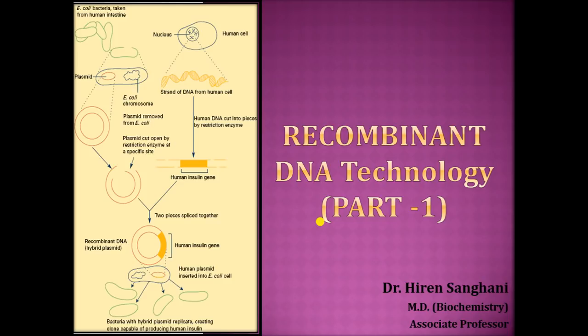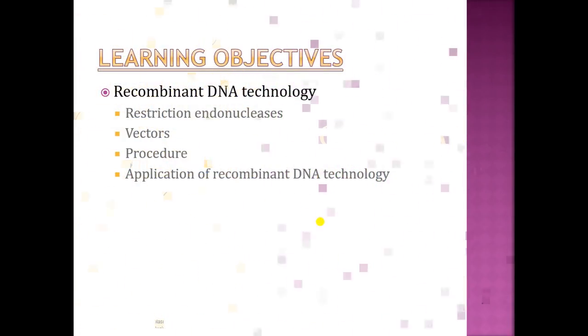So we continue with the recombinant DNA technology. In this, we will first go through the restriction endonuclease enzyme and vectors, and we will also learn about the complementary DNA in this part 1. And in part 2, we will go through the procedure of recombinant DNA technology and the applications of this technology.